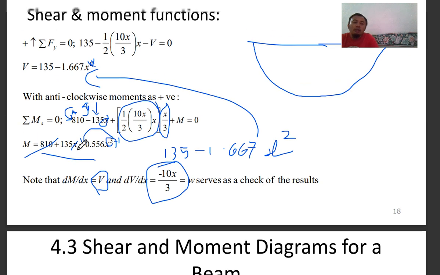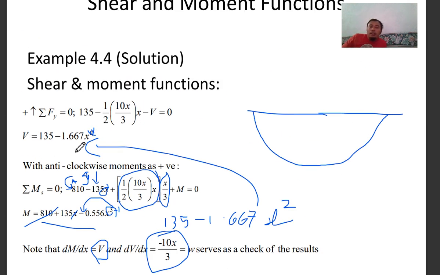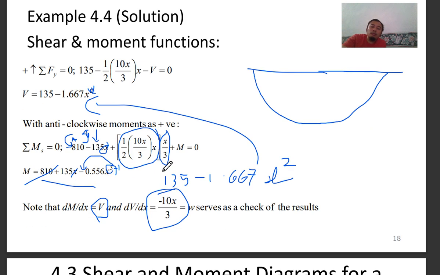It is important. When you master how to develop the shear and moment function, you can basically draw the bending moment diagram or shear force diagram for any beams or frame. You can also solve it at the point of interest by not doing these functions, but by analyzing at a certain point.